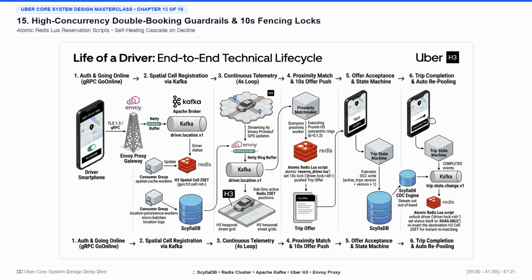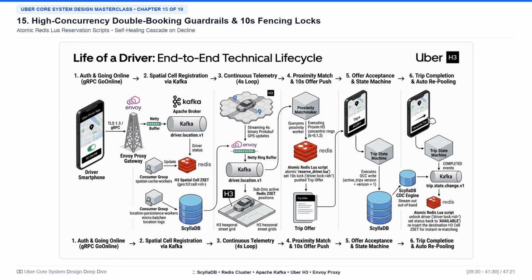So if another rider at a hotel just down the street requests a trip in that exact same millisecond, and their local search overlaps with mine, the system will look at that locked driver and say, nope, they are taken. It will completely bypass them in the search space. Exactly. So the chosen driver's phone buzzes, they see the route, they see the estimated fare, and they see a 10-second countdown timer. If the driver taps accept, great, the trip moves forward.